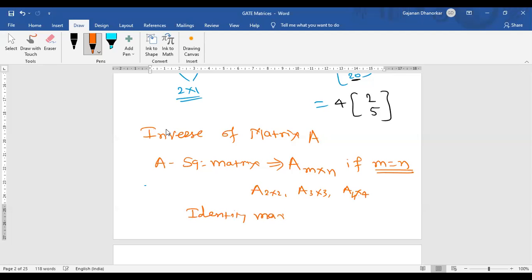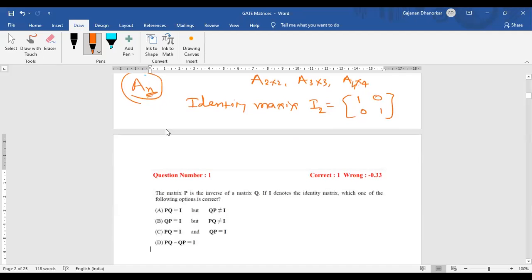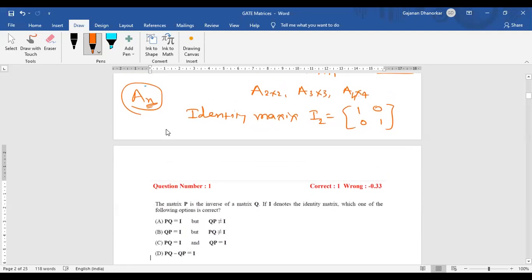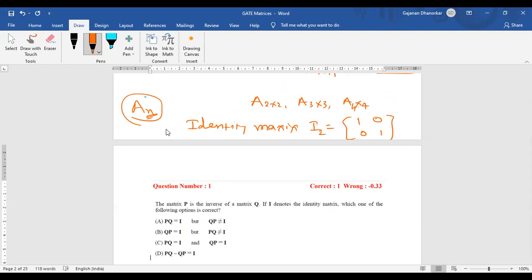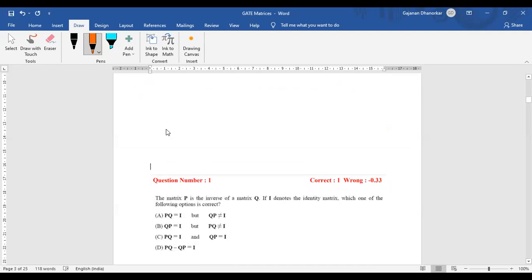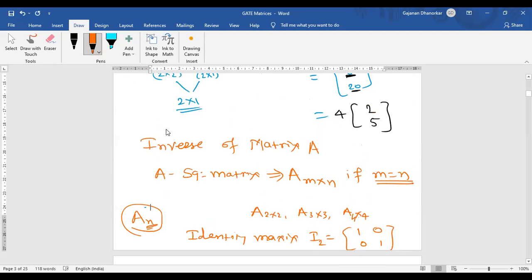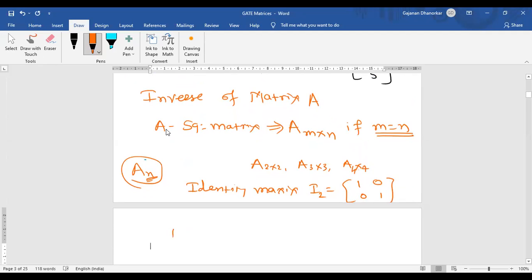And one important thing here is the identity matrix. Identity matrix is a square matrix. Identity matrix I is 1 0 0 1. This is the identity matrix of order 2 by 2. A square matrix you can denote by A N also. This indicates a square matrix because rows and columns are the same. This is the identity matrix of order 2, 3, and I will take n order identity. In general, I N indicates 1 0 and so on, 0 1 0 and so on.